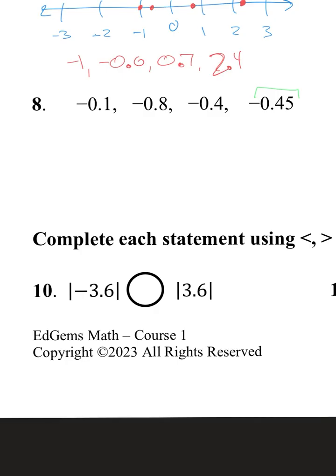So let's change all of our decimals so they have the same amount of digits. Negative 0.1 would become negative 0.10. So I'm going to add the digit at the end. The next number is negative 0.80. Next one is negative 0.40. And the last one is negative 0.45. Now, when I'm comparing negative numbers like this, again, I like to think money. So forget about the negative signs for a second and let's think money. This would be 10 cents, 80 cents, 40 cents, and 45 cents.